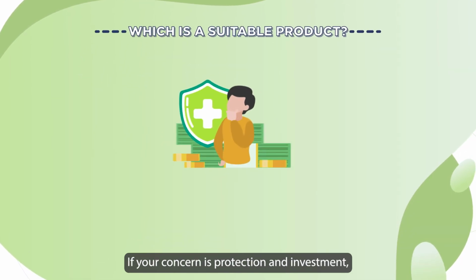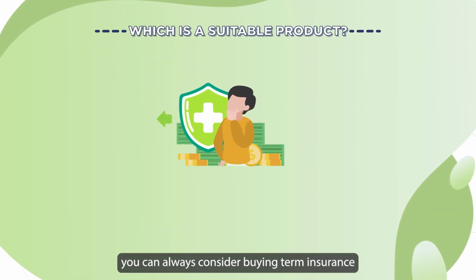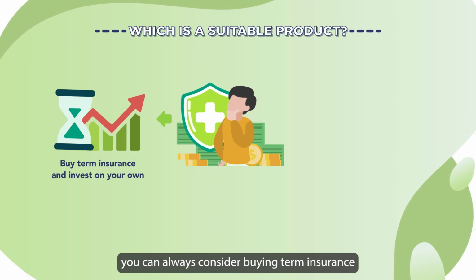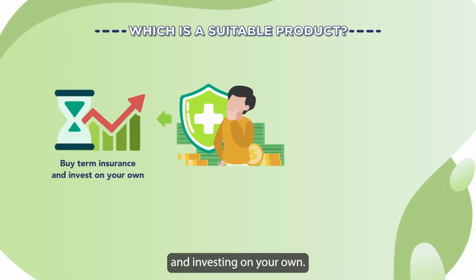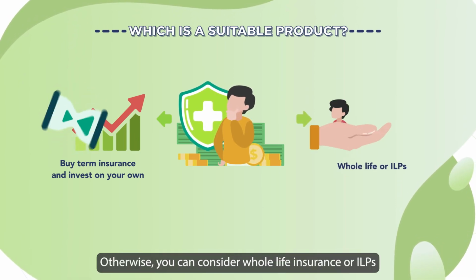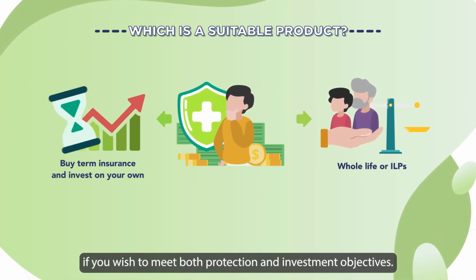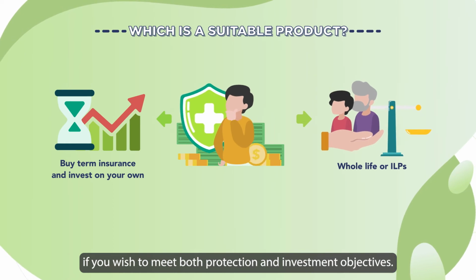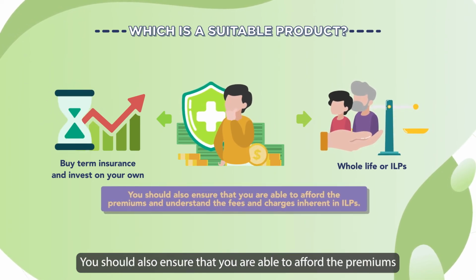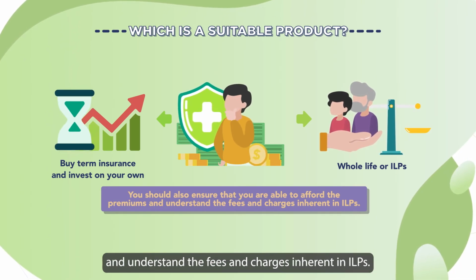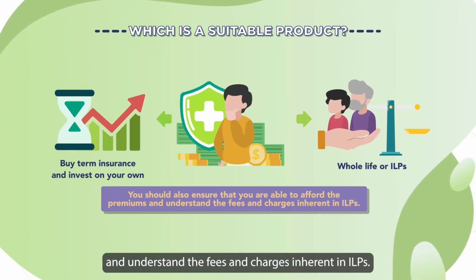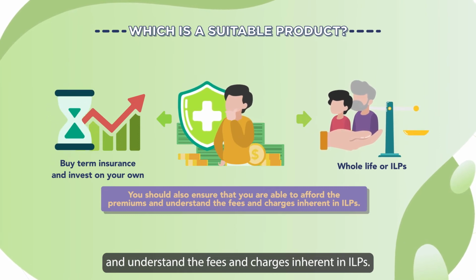How do you choose a suitable product? If your concern is protection and investment, you can always consider buying term insurance and investing on your own. Otherwise, you can consider whole life insurance or ILPs if you wish to meet both protection and investment objectives. You should also ensure that you're able to afford the premiums and understand the fees and charges inherent in ILPs.